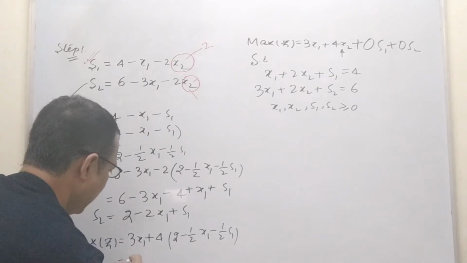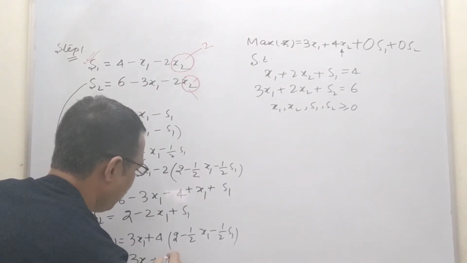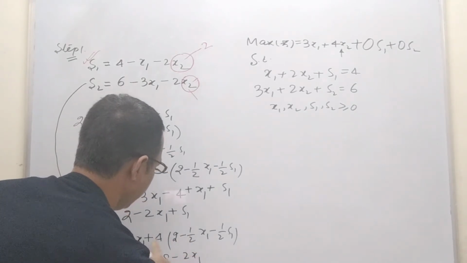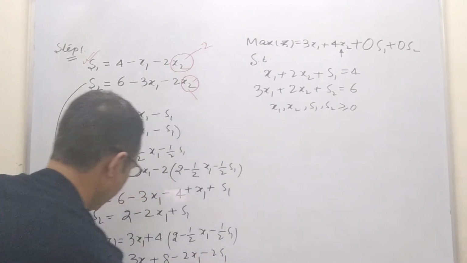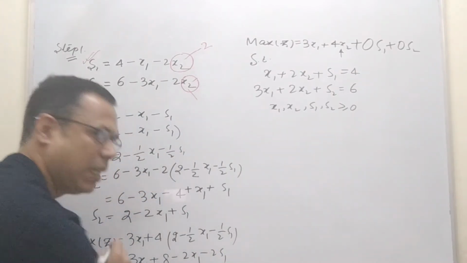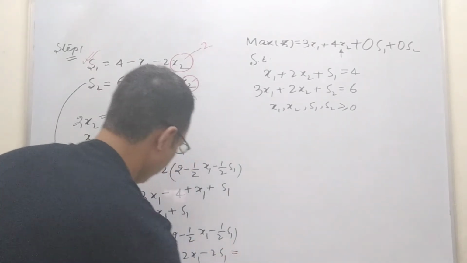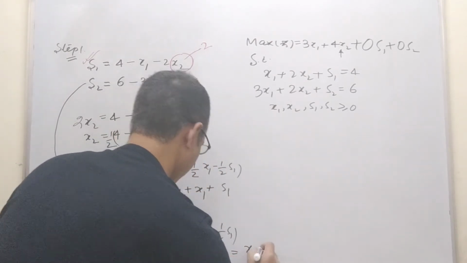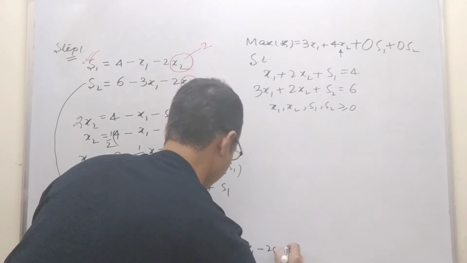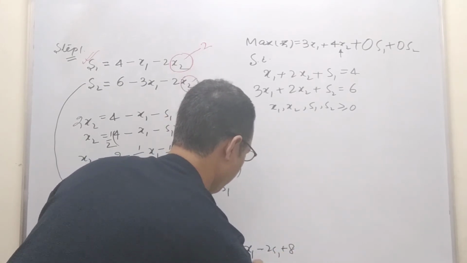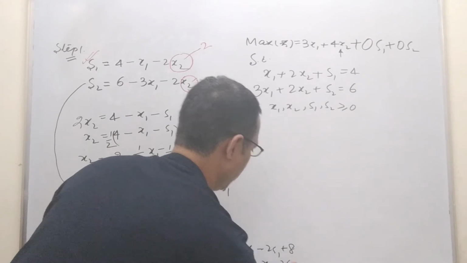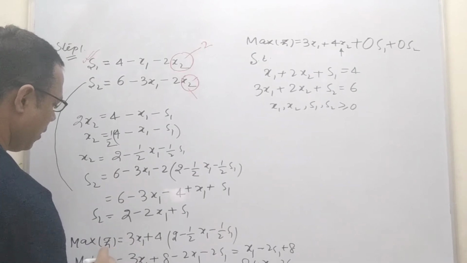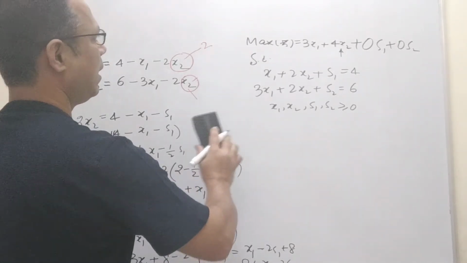Now 3x1 plus 4 into 2 is 8, minus 2x1 minus 2s1. If you go for the solution, you get x1 as 3 minus 2, that is x1, minus 2s1 plus 8. It means 8 plus x1 minus 2s1. This is the solution of the objective function. So now we have this value, and we just need to write it very clearly.